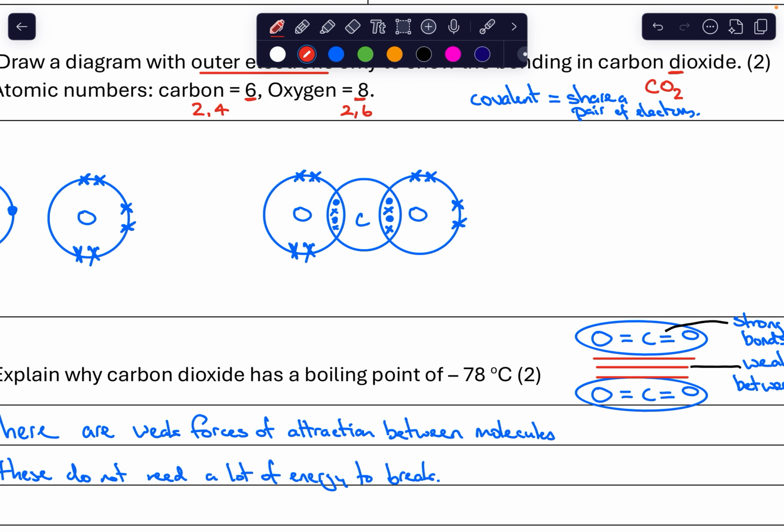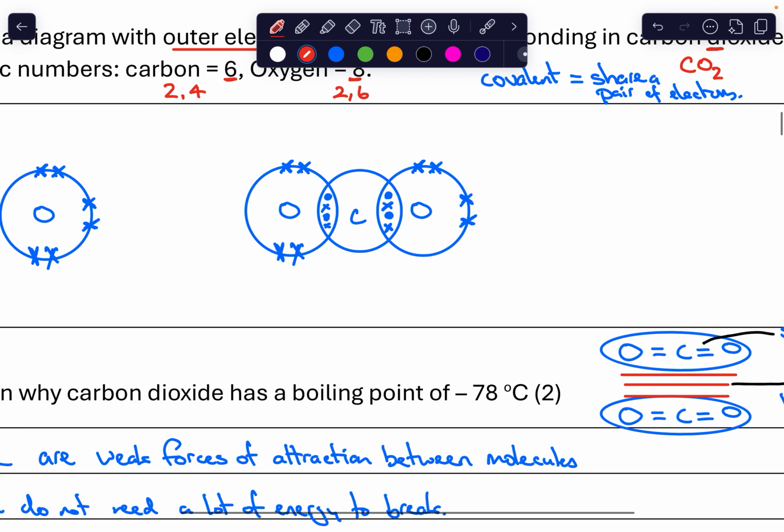And if we look inside here, you can see there are 2 electrons there being shared, and there are 2 electrons there being shared. So we've actually got here, carbon has got 2 covalent bonds to the oxygen, and this side's got 2 covalent bonds to the oxygen as well. So that's what it would look like as a molecule.